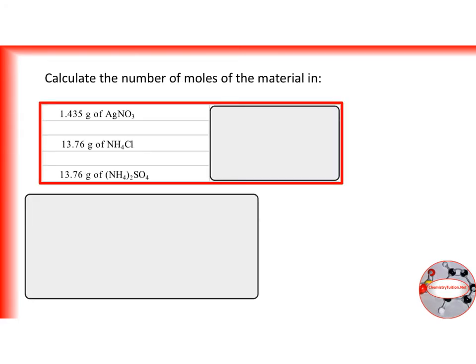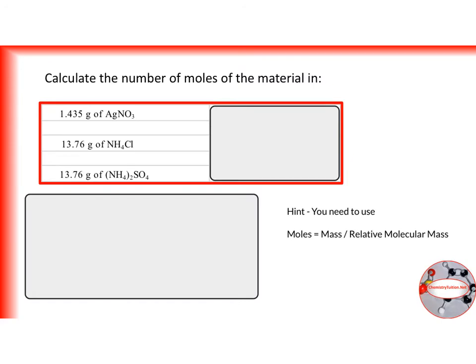So now we're going to do some slightly more complicated questions. We need to calculate the number of moles of material in those 3 substances. Now what I'd recommend you do again is give it a go. So pause it and see how far you get. On the next page coming up will be a little hint. So if you're not sure how to start or what to do, here's a little hint coming up now.